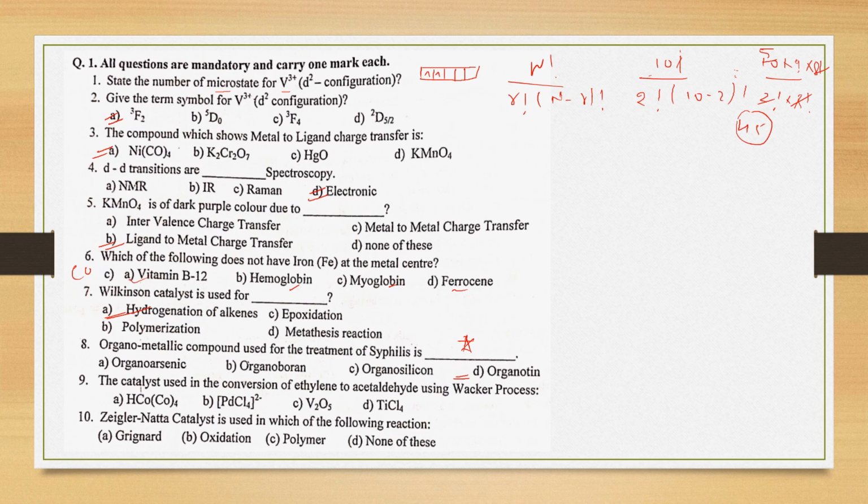The catalyst used in conversion of ethylene to aldehyde using the Wacker process is a palladium based catalyst, PdCl4 2 minus, and the co-catalyst is CuCl2, cupric chloride, used as co-catalyst for the same process. Ziegler-Natta catalyst is used for polymerization of alkene.